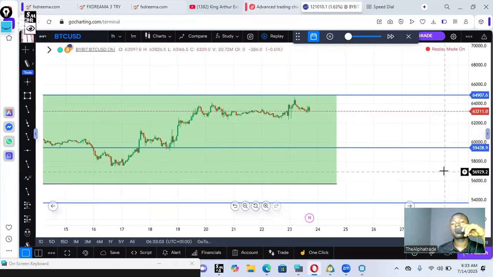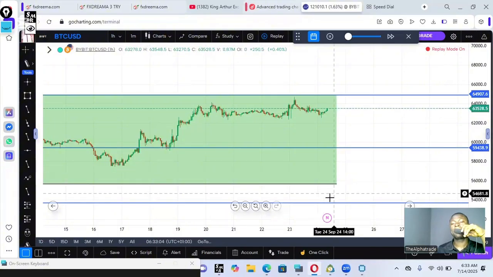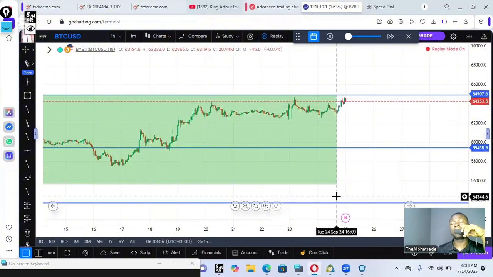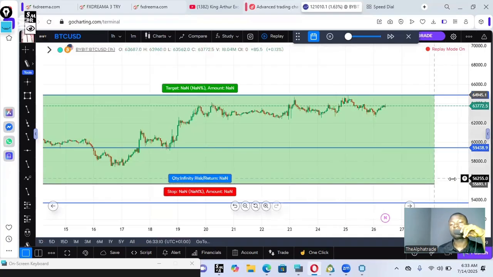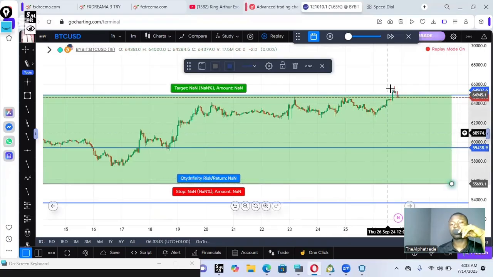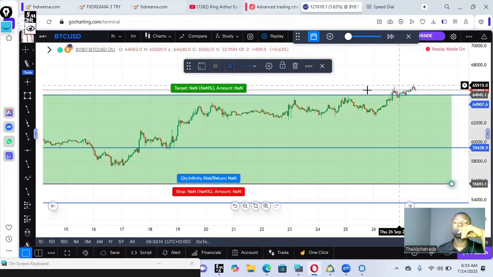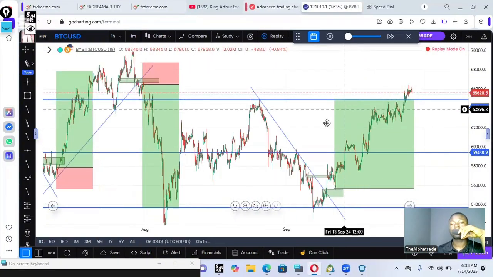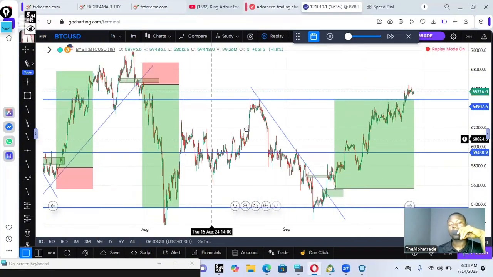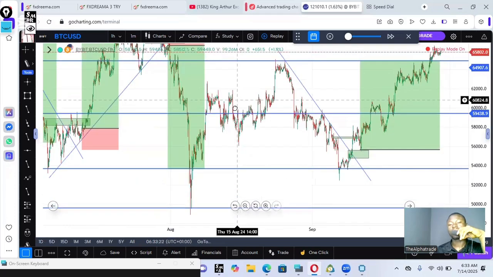TP smashed. Boom! Oh no, it did not. Why is it ranging that long? Boom! TP smashed finally. So guys, this is it. TP smashed, TP smashed, TP smashed. It's so simple, so amazing.